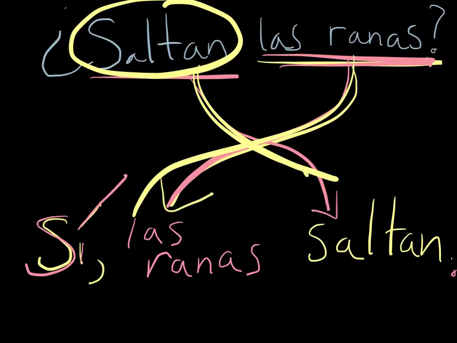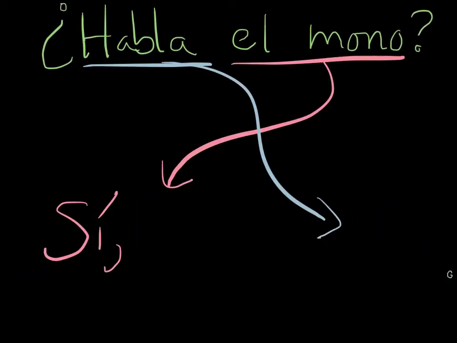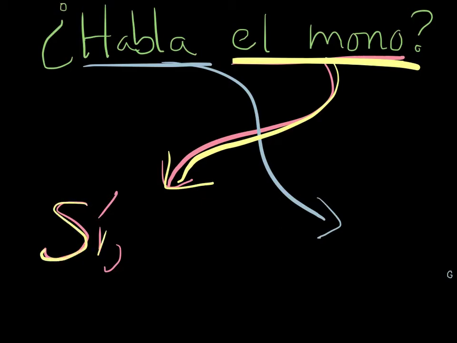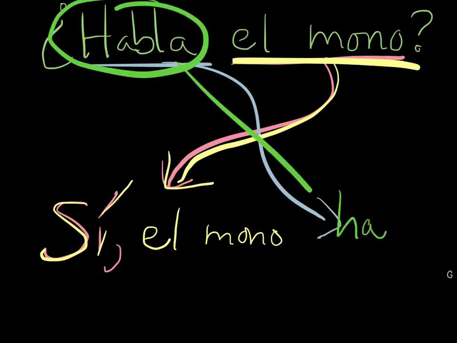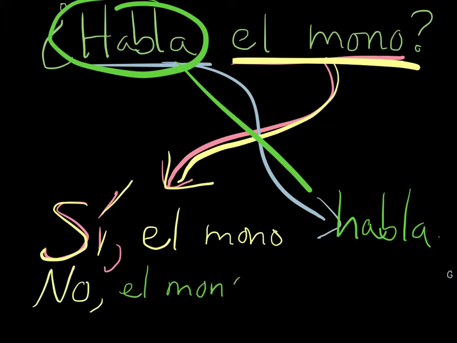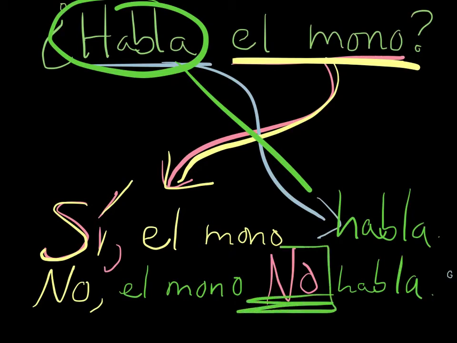Habla el mono. Are you the monkey? No. Monkeys kind of make noise, so let's say sí, el mono. And then you simply copy habla, bring it down. Yes, the monkey talks. Or, if you think it doesn't, you would say no, el mono no habla. Which would mean no, the monkey doesn't, or no, habla, for doesn't talk.